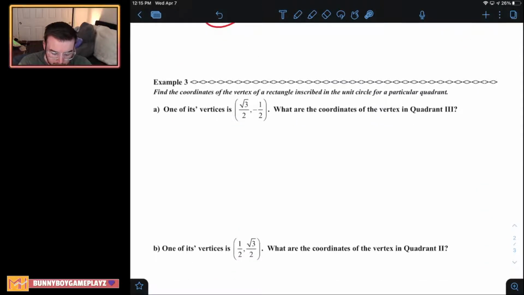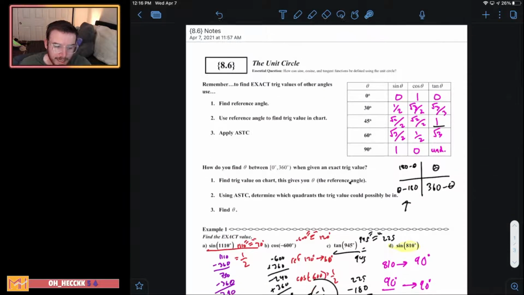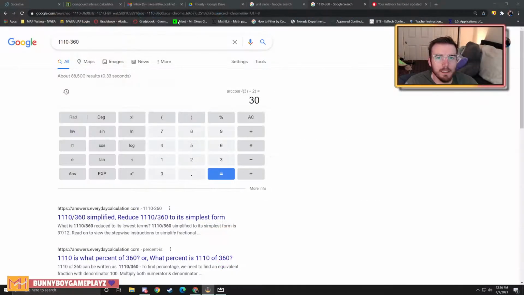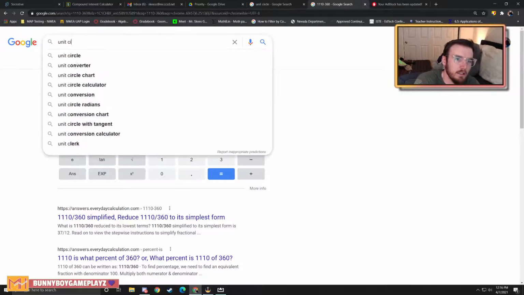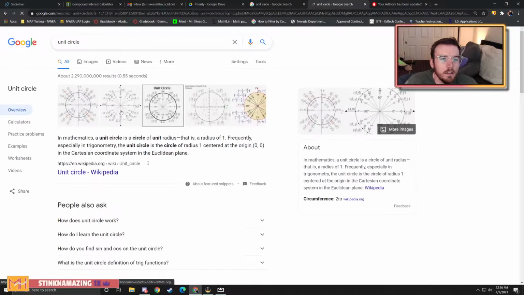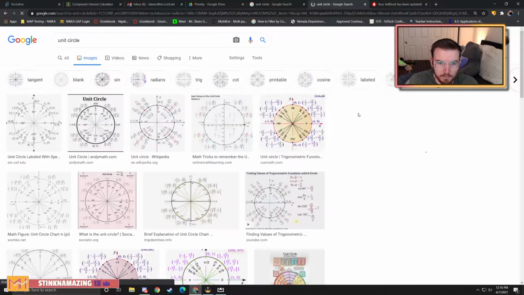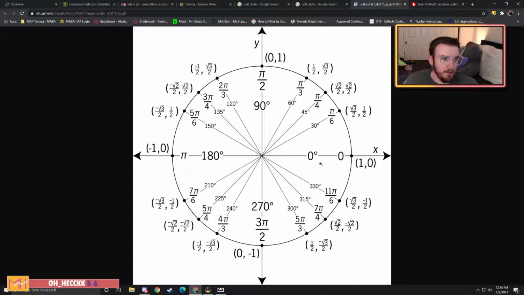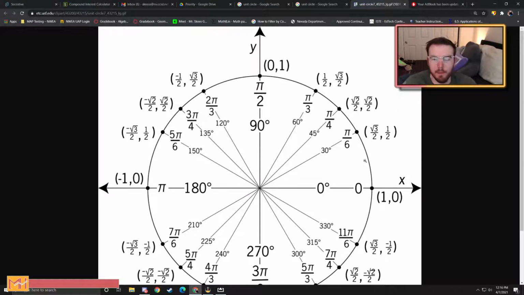Find the coordinates of the vertex of a rectangle inscribed in the unit circle for a particular quadrant. So, by the way, we've been beating around the bush here, this idea of a unit circle. I've showed it to you before, but let me just pull it up super quickly. Here's the unit circle. Beautiful, right? So don't be too intimidated by it, right?